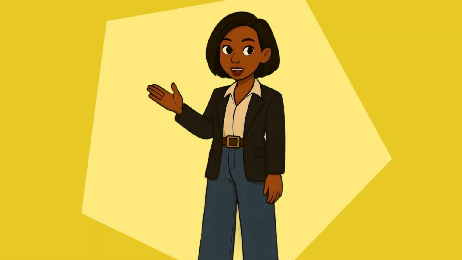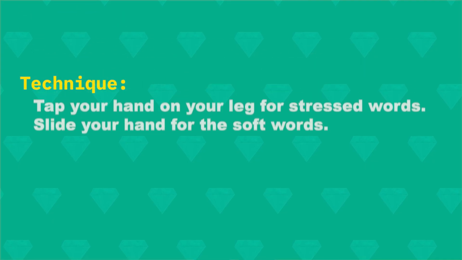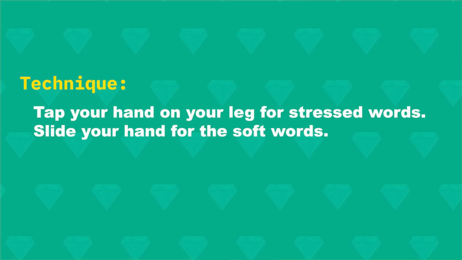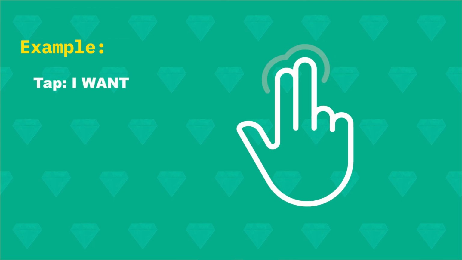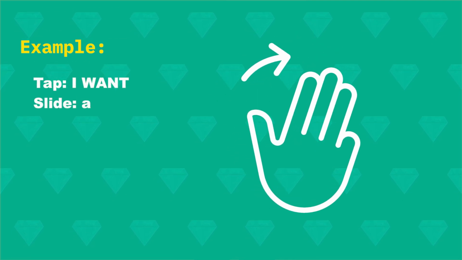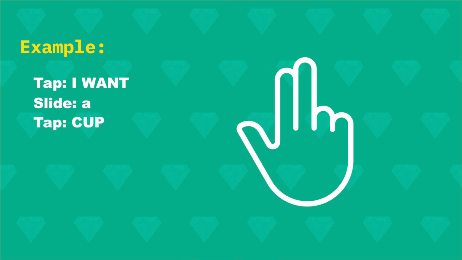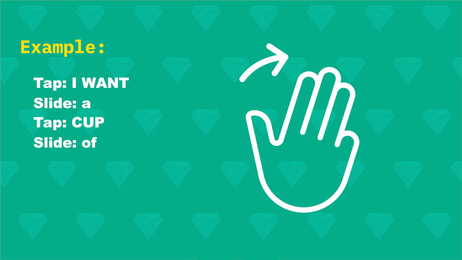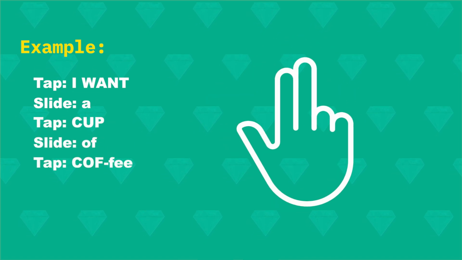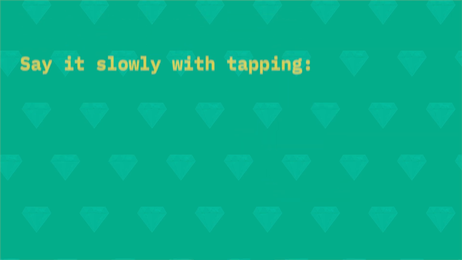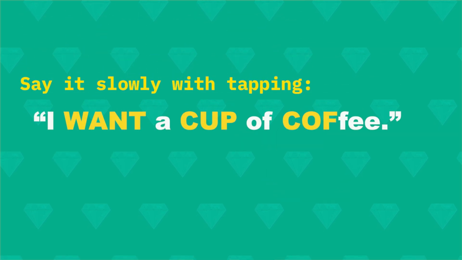Rhythm is how stressed and unstressed words connect. Here's the technique. Tap your hand on your leg for stressed words. Slide your hand for the soft words. For example, tap for "want", slide for "a", tap for "cup", slide for "of", tap for "coffee". Say it slowly with tapping. I want a cup of coffee.